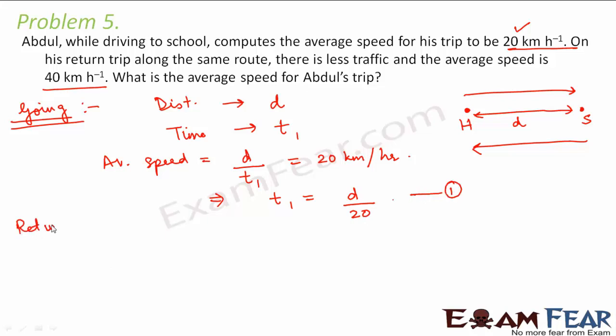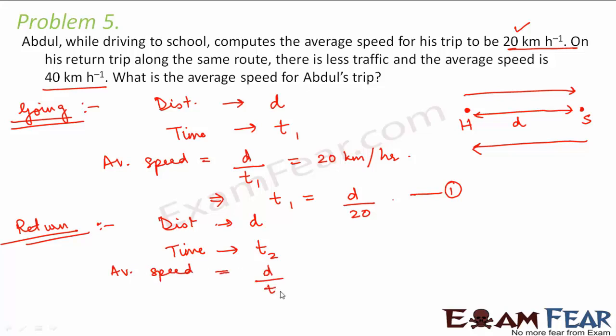Now, let us look at the return journey. What happens while returning? Now, while returning, again he travels the same distance D. But while returning, the time taken is different, because it says that while returning the traffic was less, therefore his speed was more. So, if your speed is more, you will take lesser time, right? So, the time here is T2. So, in the return journey, the average speed will be equal to D by T2, and it is given as 40 kilometers per hour.